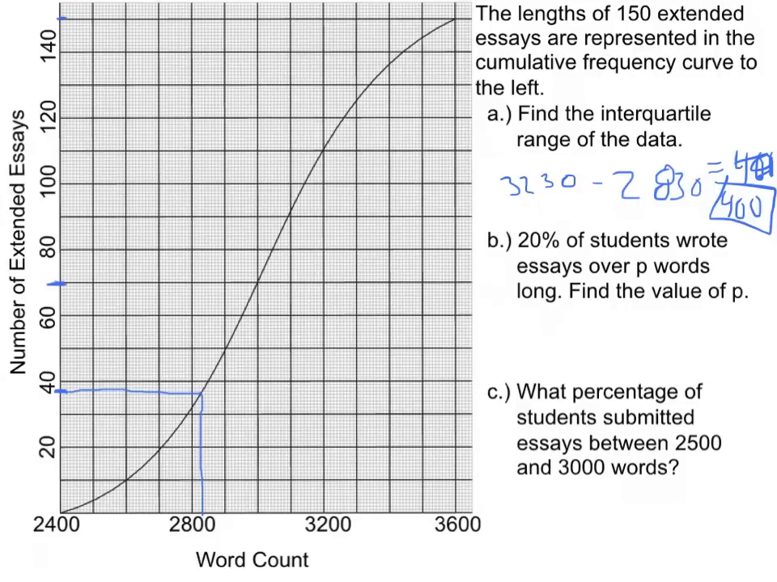So 20% of students. First of all, how many is 20% of the students? There's 150 students times 0.2, that's 30 students. So 30 students wrote essays over P words long. That means I need to count 30 students down from the top. That's 120. So this is sort of the cutoff for the top 20%, right?